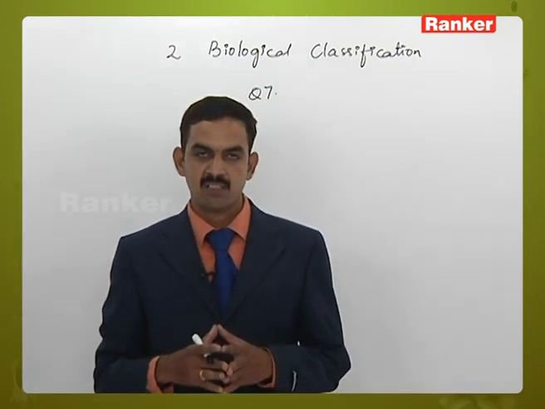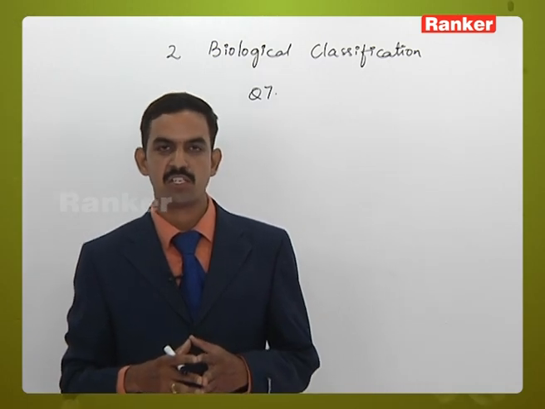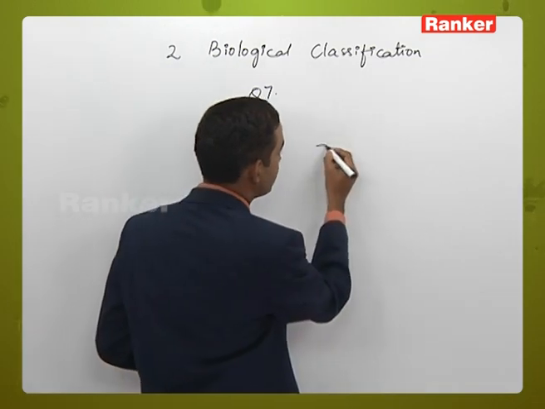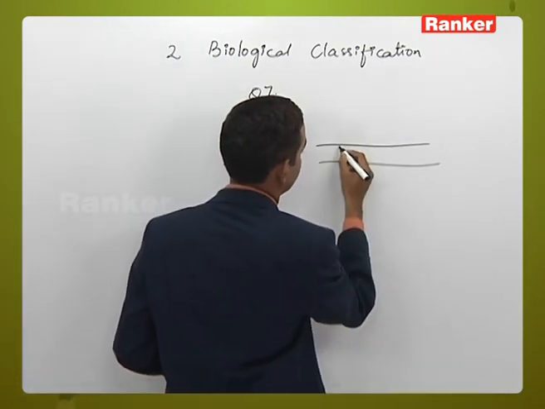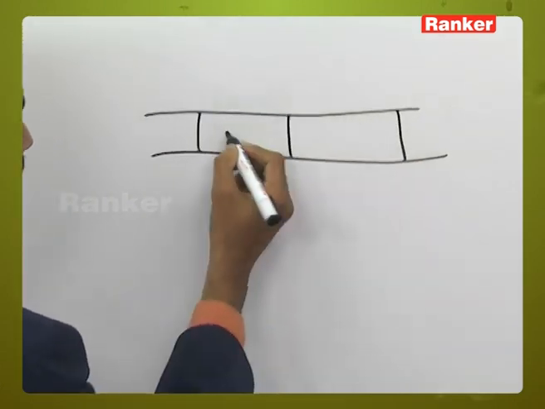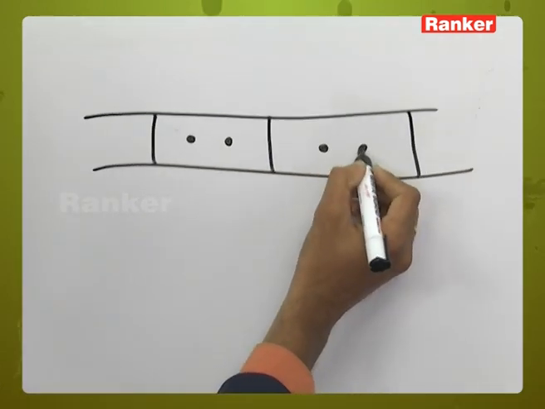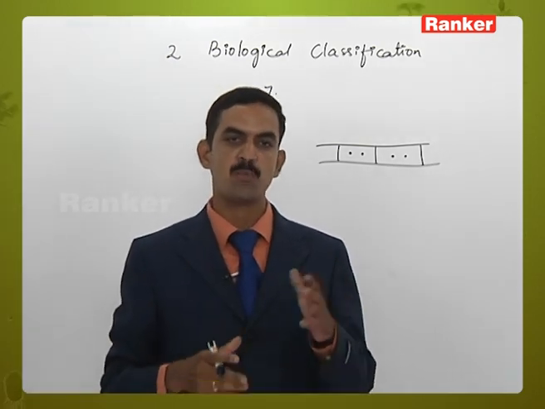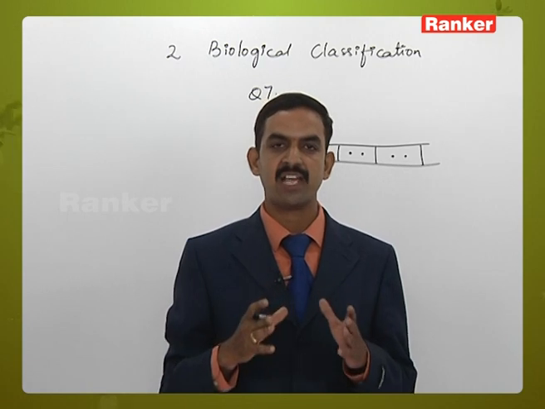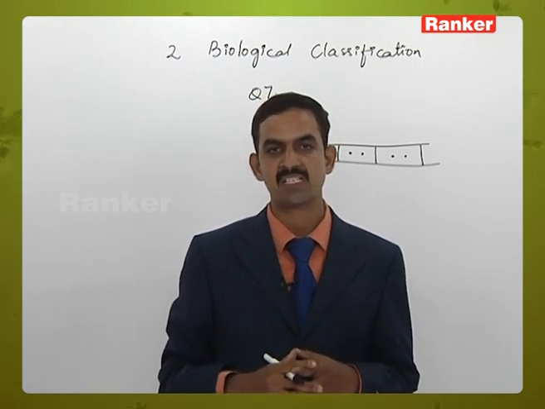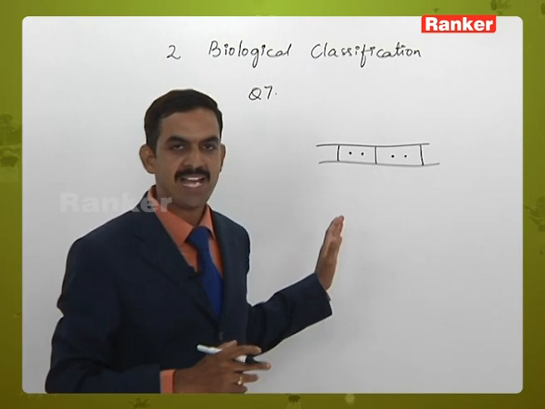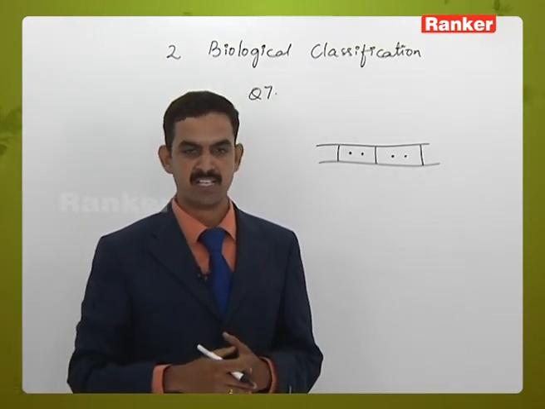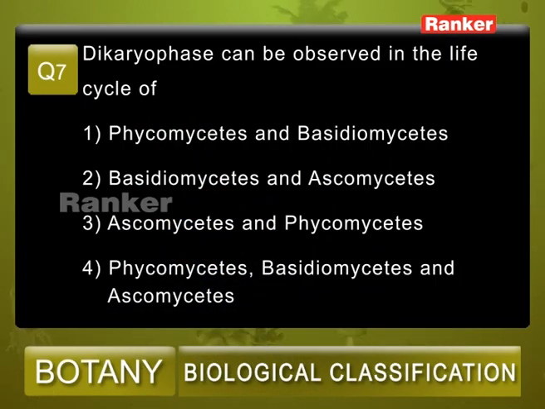Out of these three classes, Ascomycetes and Basidiomycetes contain dikaryophase, that is, each cell contains 2 nuclei. This condition is called dikaryophase, that is, di means 2, karyo means nuclei. So the stage where 2 nuclei are present is called dikaryophase. This type of dikaryophase is present in Ascomycetes and Basidiomycetes of fungi. Question number 7, the correct option is 2.